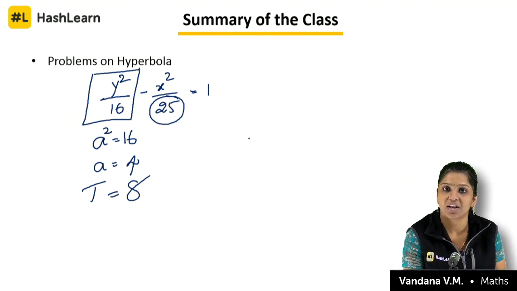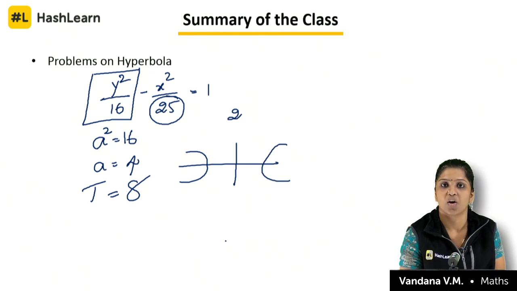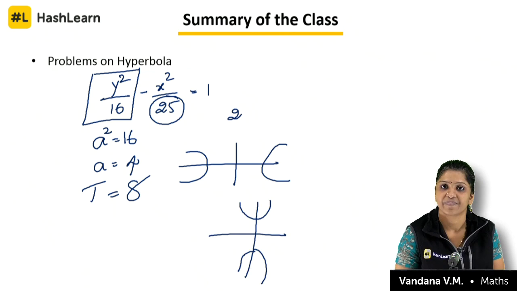So, here how many types are there? Hyperbola, 2 types. Not only hyperbola, ellipse also. One is along the x-axis, the other one is along the y-axis.